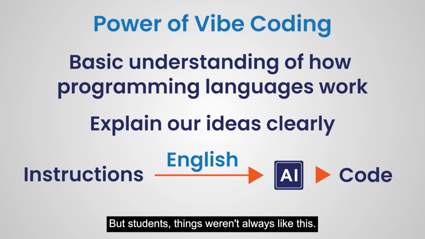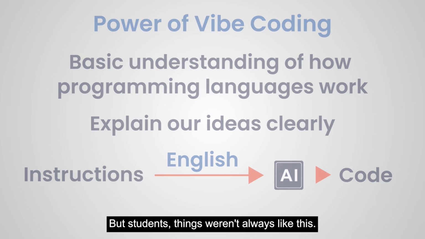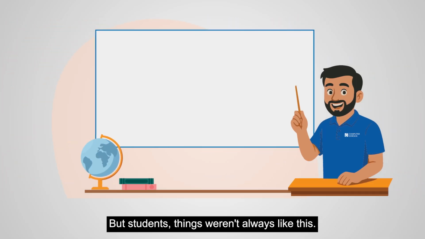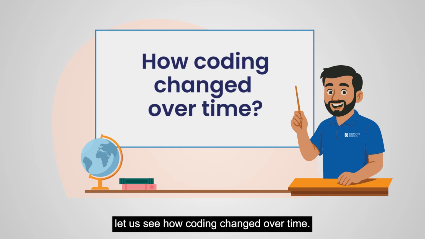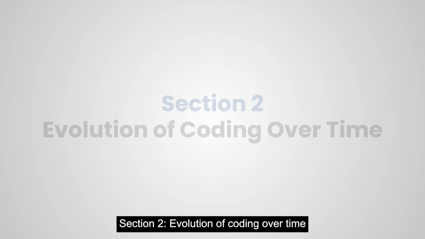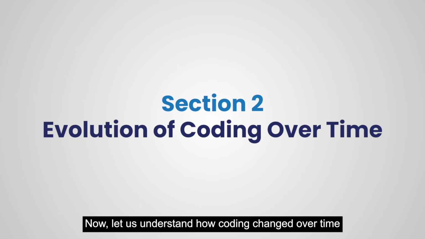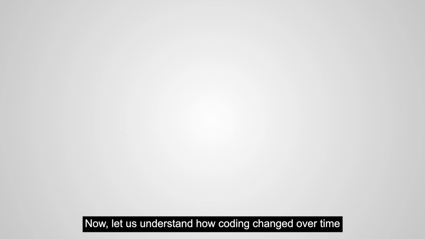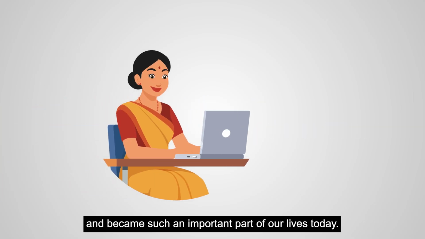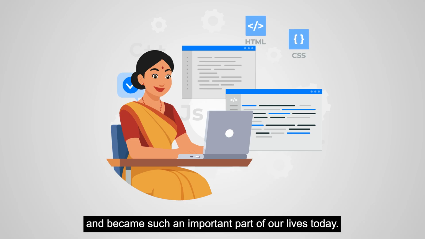But students, things weren't always like this. So before we move ahead, let us see how coding changed over time. Section 2. Evolution of coding over time. Now, let us understand how coding changed over time and became such an important part of our lives today.